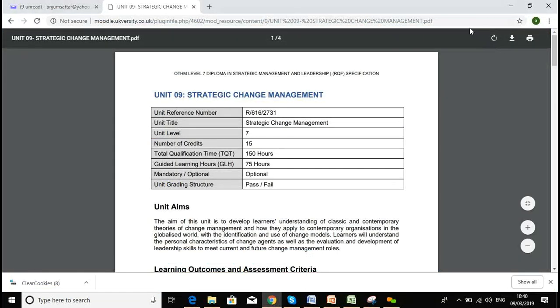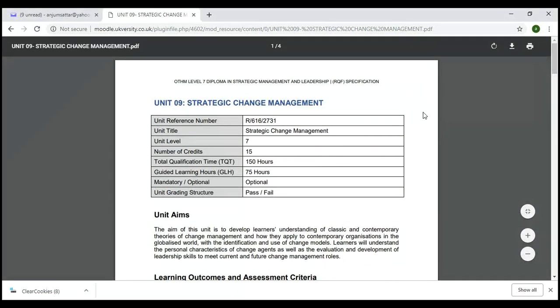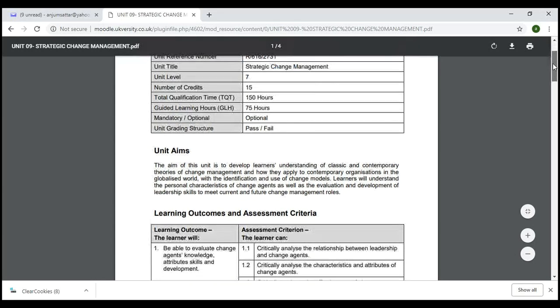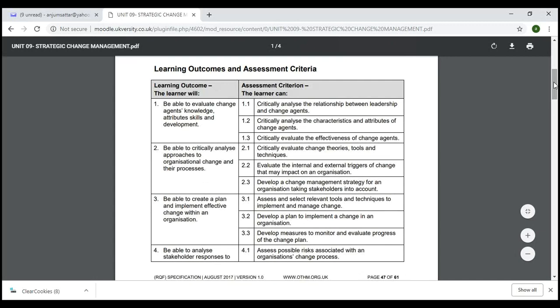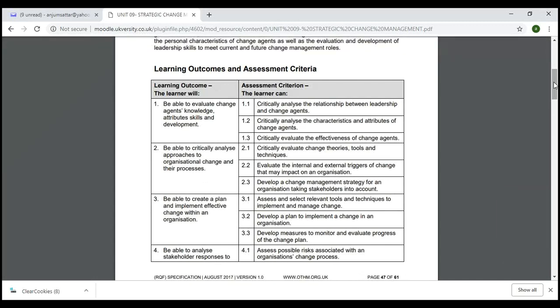So first we'll recap what we learned during our last lesson and the previous lessons as well. Change management, level 7. Be able to evaluate the change agent's knowledge, attributes, skills, and development. During lesson 1, we discussed the role of leadership, management, what is meant by change agent, and how we can manage the change in our organization as a director, because we are working as agents on behalf of the shareholders. So we'll make sure we maximize the shareholder wealth.